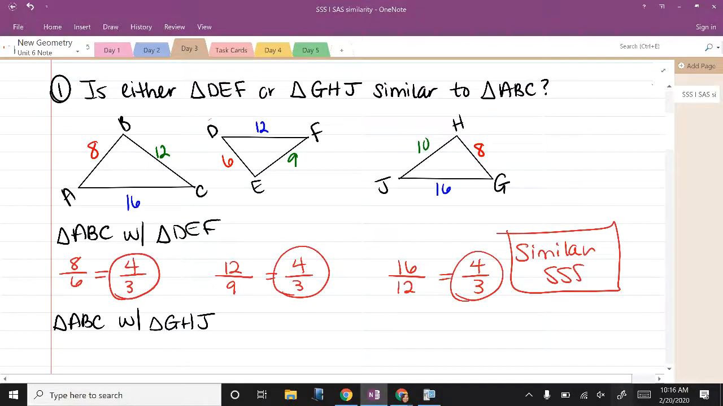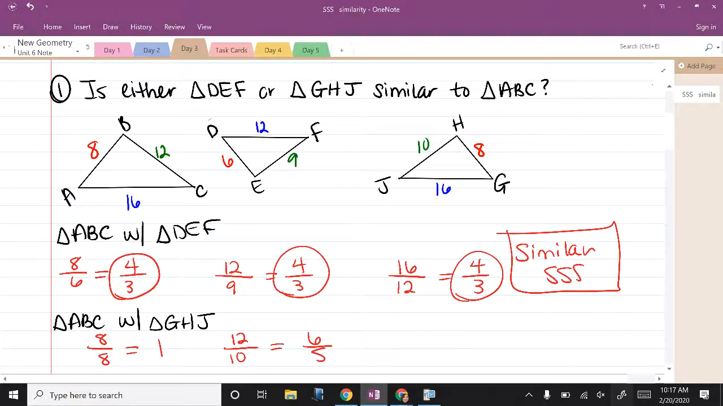All right, so let's try ABC now with the last triangle, GHJ. Okay, so what's the shortest side in ABC? 8. What's the shortest side with GHJ? 8. What does 8 over 8 reduce to? 1. What's the middle side in ABC? 12. What's the middle side with GHJ? 10. What is 12 over 10 reduced to? It's 6 over 5, isn't it?